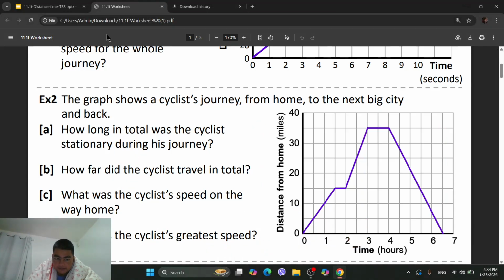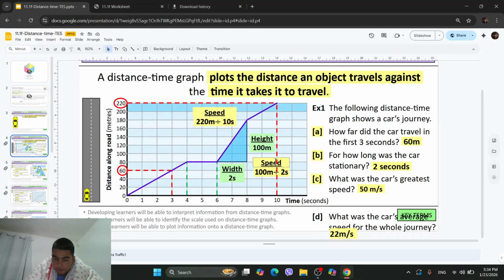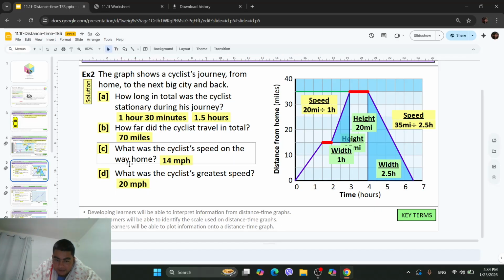Let's check our answers. So let's see, this thing over here. Okay, so 20 miles per hour. So how did they get this? Everything else is correct. Let's see what happened here.